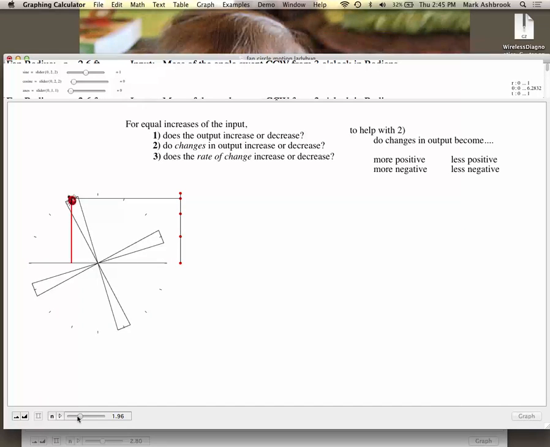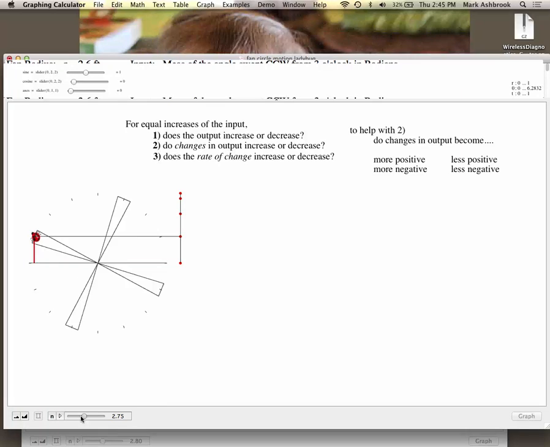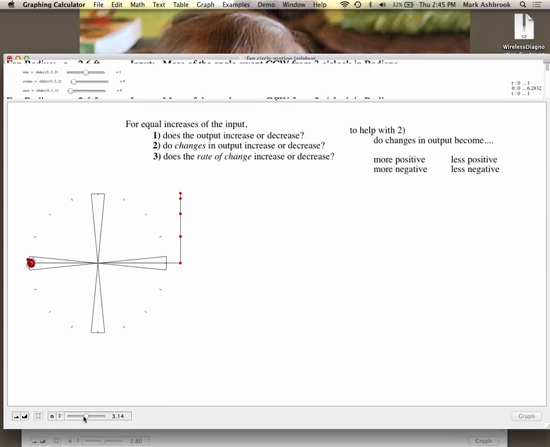I'll do it again, ready? Watch. Do the changes get more negative or less negative? They get more negative. All right, so the height decreases from 1 to 0, but those changes get more negative. Are the changes increasing or decreasing? There's the key question. They're getting more negative. Decreasing changes. So the graph is still concave down.